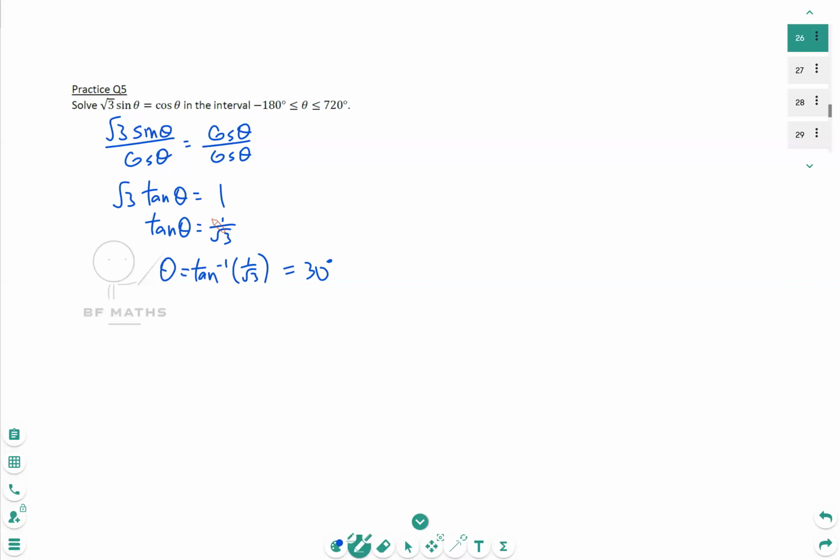Right, for those who got stuck on how to begin, here's the first half of the answer so far. You have to rearrange it to make it tan theta. Now, don't forget, when you divide by cos theta, the right hand side is 1, not 0. That's a common mistake. When you divide cos theta by cos theta, it's 1. So you get first answer 30 degrees. So if you got this, well done. Carry on.